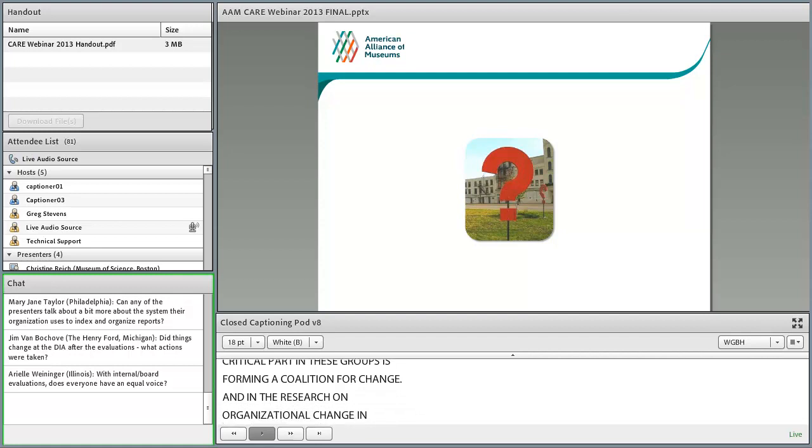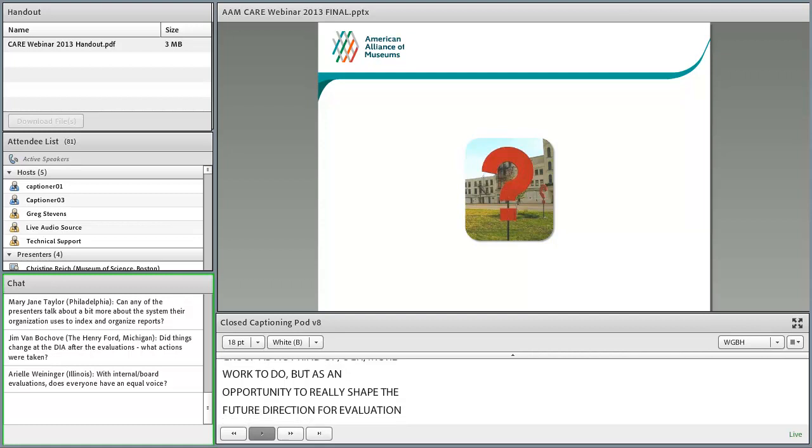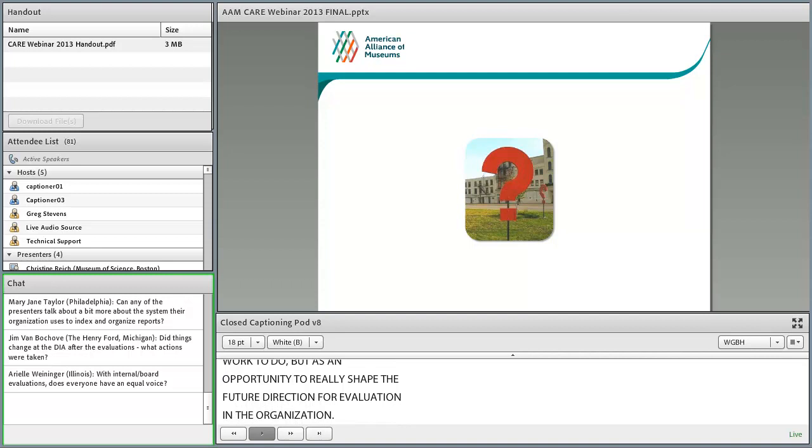And in some of the research on organizational change, in particular Kotter's work, forming a coalition to achieve a change is one of the most critical elements, along with having a vision for change and a sense of urgency. And so I think you can view this group not as more work to do, but as an opportunity to really shape the future direction for evaluation in the organization.